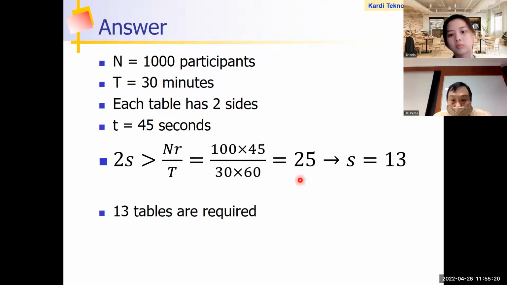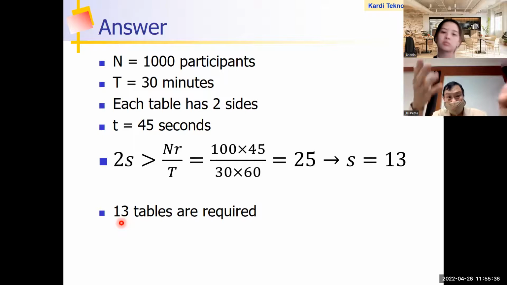So you get, this alone is 25, that divided by 2. So I need 12.5, that means 13. So we need 13 tables for 1,000 participants. If you provide 13 tables, they will finish in 30 minutes. Guaranteed. But if you put less than 13 tables, they cannot finish in 30 minutes.